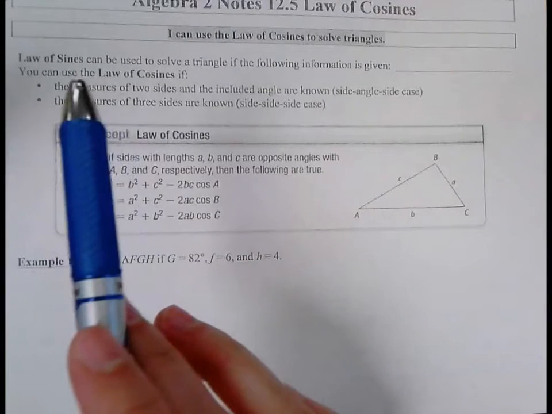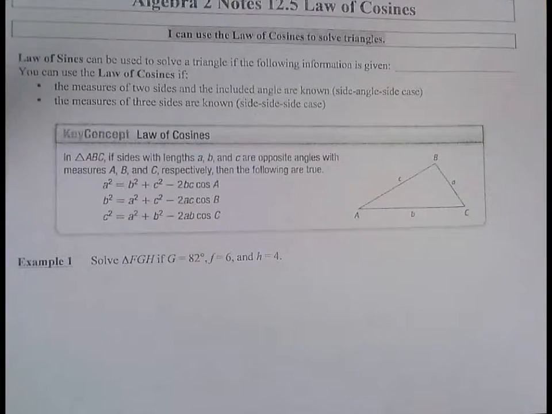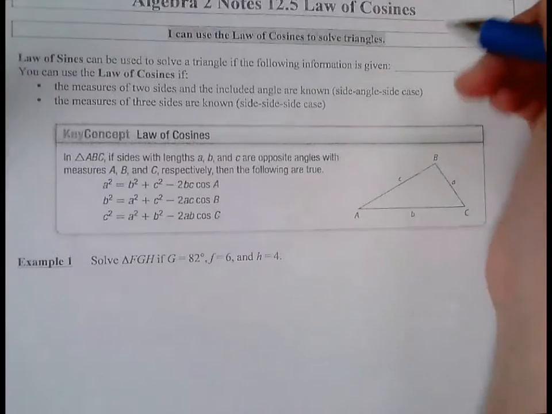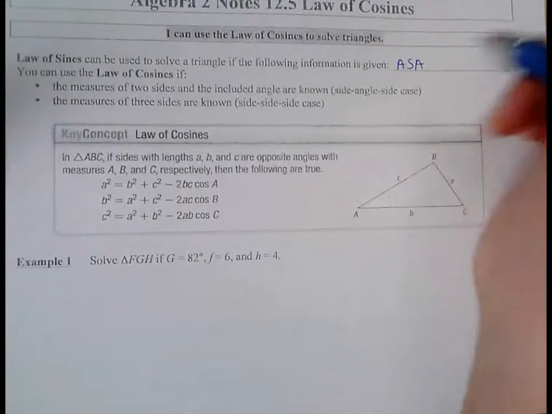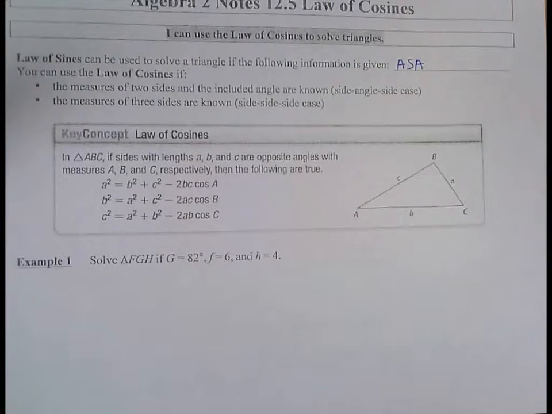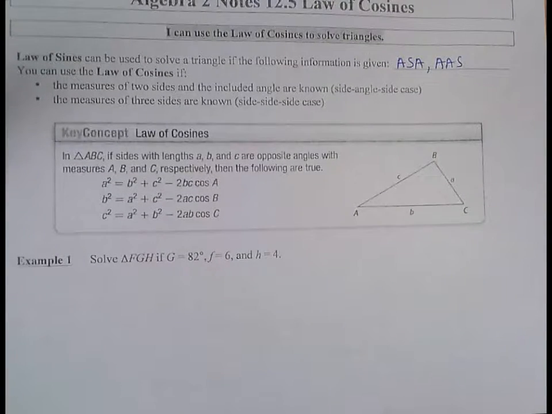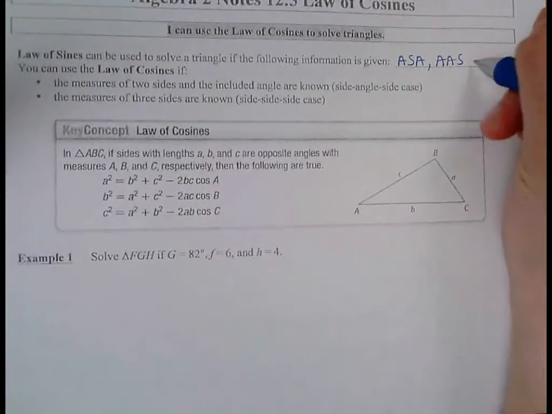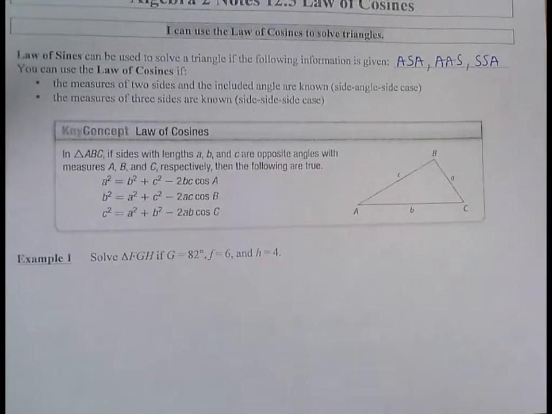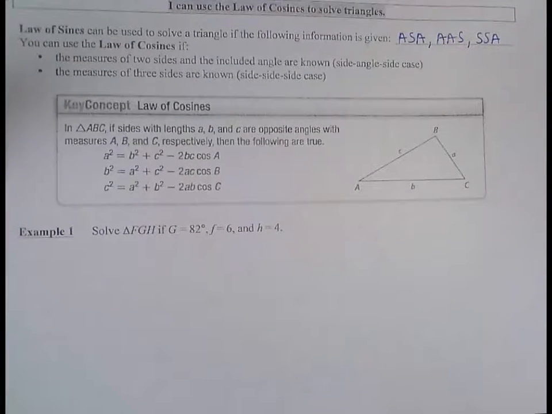So law of sines can be used to solve a triangle if you know, thinking back to Friday, two angles and a side. That could be the ASA case, where you know two angles and the side in between them. It could also be the AAS case, where you know two angles and a side opposite one of the angles. And we also used law of sines yesterday for the case where we were given two sides and an angle opposite one of the sides, so the SSA case.